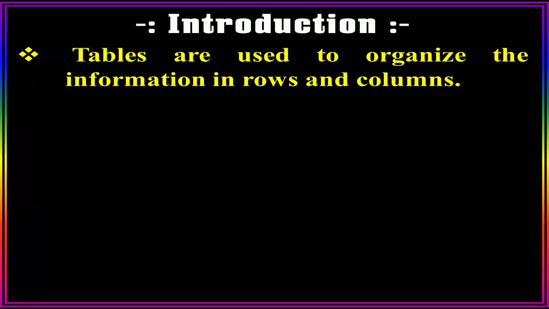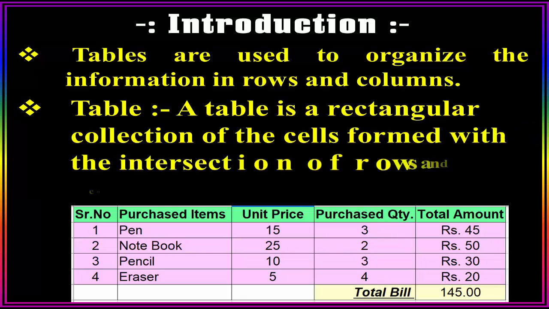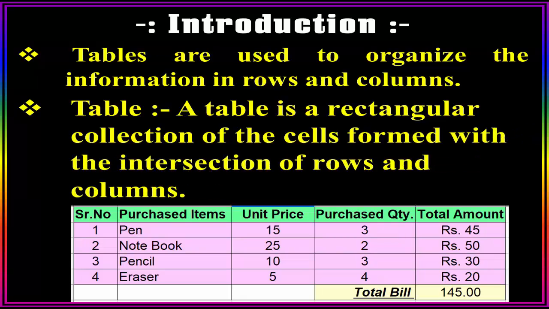The tables are used to organize the information in the form of rows and columns. A table is a grid. It is a rectangular collection of the cells formed with the intersection of rows and columns. So how we can define a table? A table is a grid of cells formed with the intersection of rows and columns. And what is cell of a table? A cell of a table is the intersection of rows and columns of a table. The information stored in a table help us to quickly analyze and compare the data.